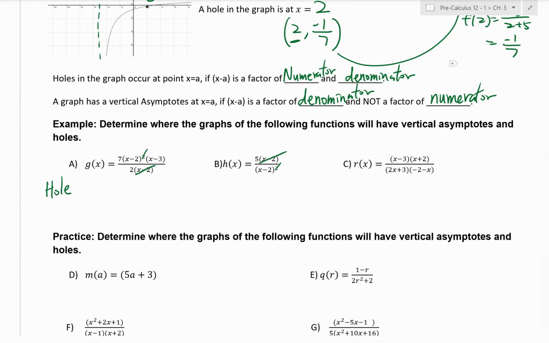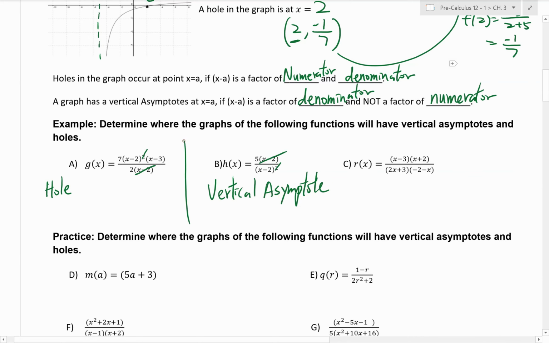Well, if you think about it, a hole is something that the graph doesn't go through, and that's kind of the same idea as the vertical asymptote, right? Vertical asymptote means the graph does not go through that vertical line. So if we say that's a vertical asymptote, it kind of covers the whole part, right? So we would say there's going to be a vertical asymptote.